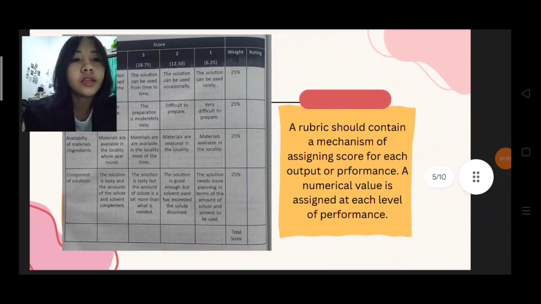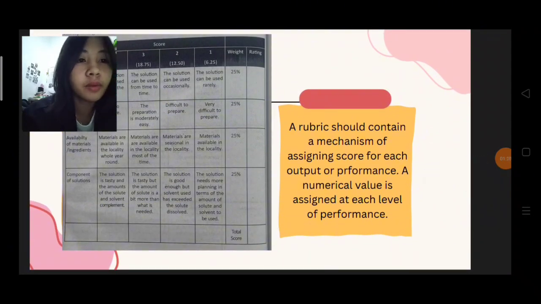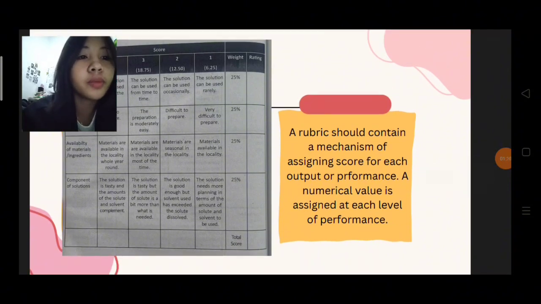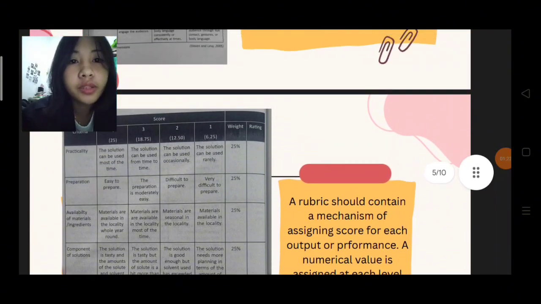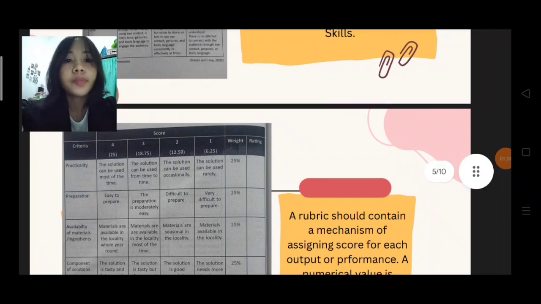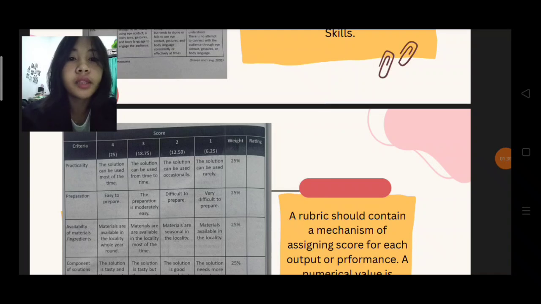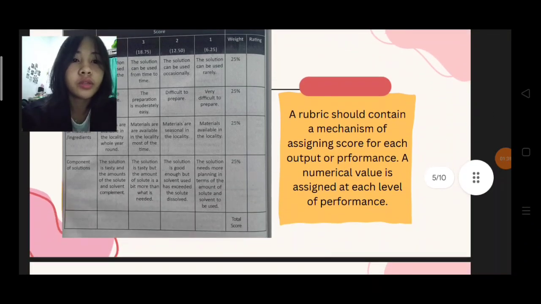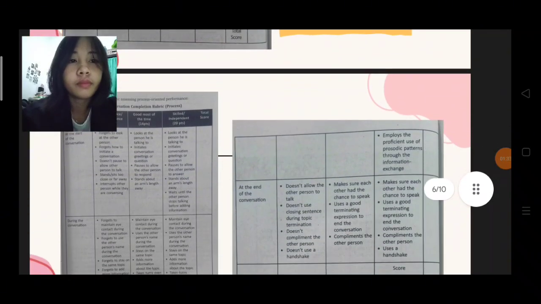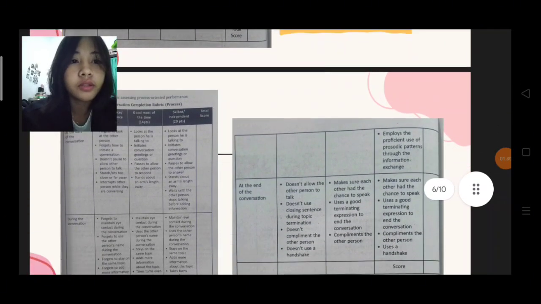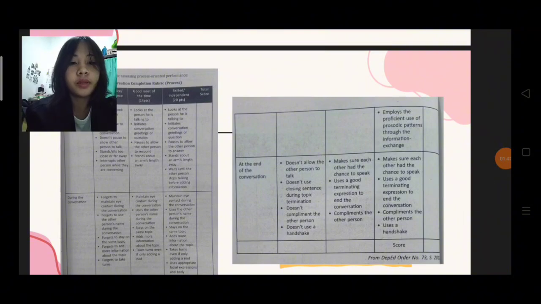Another example is that a rubric should contain a mechanism of assigning scores for each output or performance. A numerical value is assigned at each level of performance. So this numerical value that we are referring to is this 25. From the levels of 4, 3, 2, 1, we have 25, 18.75, 12.50, and 6.25. That's how it is.